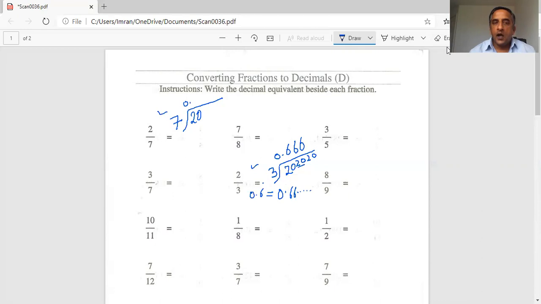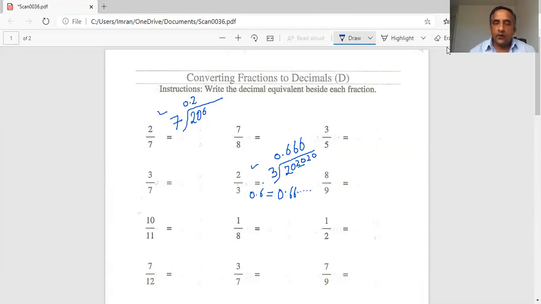Now it's 20. How many times can 7's timetable go on 20 or less than 20? We know that 7 times 2 is 14. If we do 7 times 3, that will be 21. 21 will be bigger than 20. So we have to be less than 20. So 7 times 2 is 14. So take away 14 from 20. So we get 6, right?